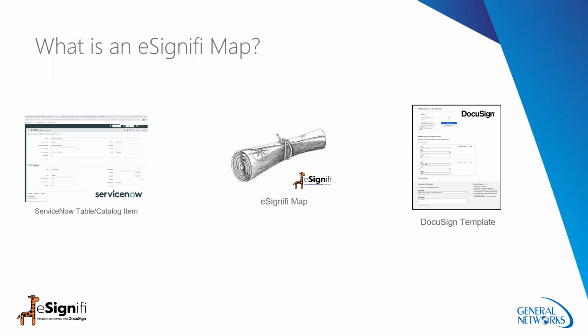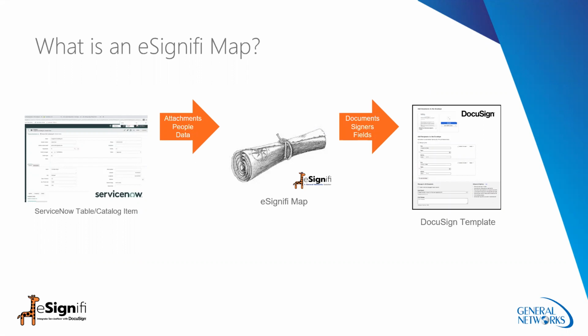The first thing I want to talk about is an eSignify map. An eSignify map is the integration point between ServiceNow and DocuSign. Basically, it routes data back and forth between the 2 systems. So in ServiceNow, you have tables and catalog items, and in DocuSign, you have what are called DocuSign templates. The eSignify map sits in between, and it takes attachments and people records, including their email addresses and other data elements from ServiceNow, and routes those into a DocuSign template in the form of documents, signers, and data fields.